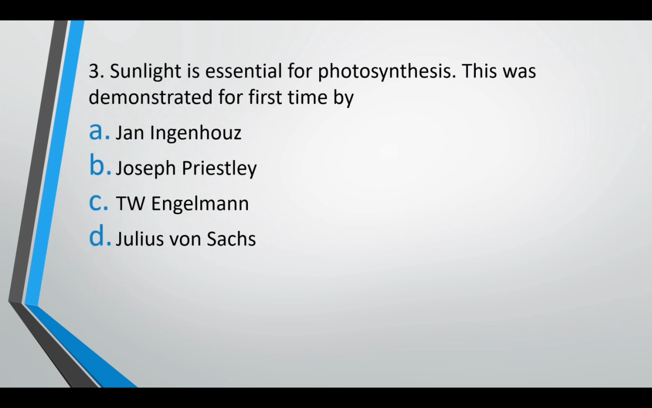Question 3. Sunlight is essential for photosynthesis. This was demonstrated for the first time by option A, Jan Ingenhousz. Option B, Joseph Priestley. Option C, T.W. Engelmann. Or option D, Julius von Sachs. The correct answer is option A, that is Jan Ingenhousz demonstrated that sunlight is essential for photosynthesis.